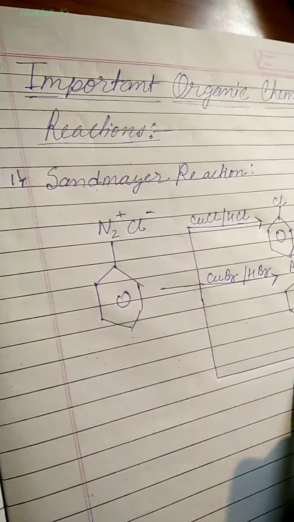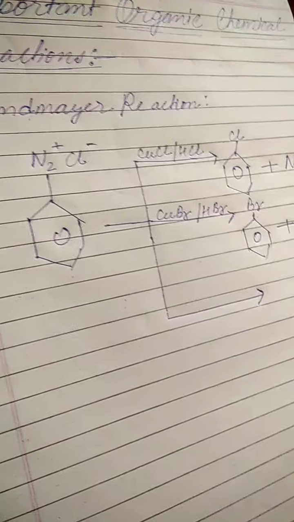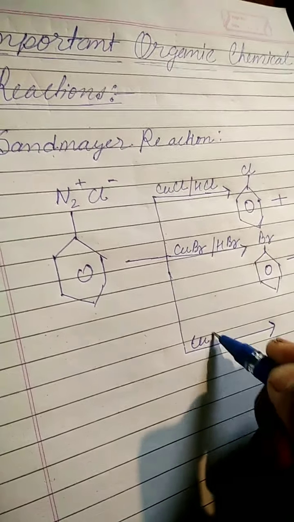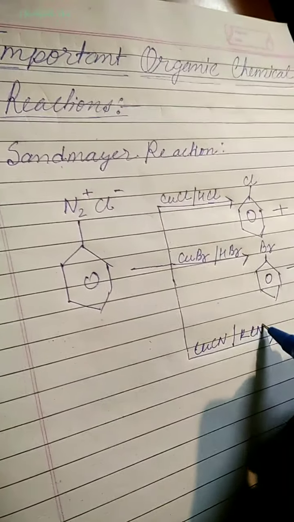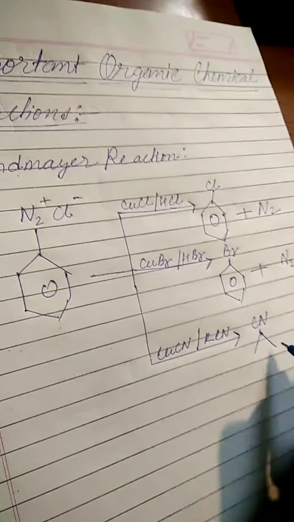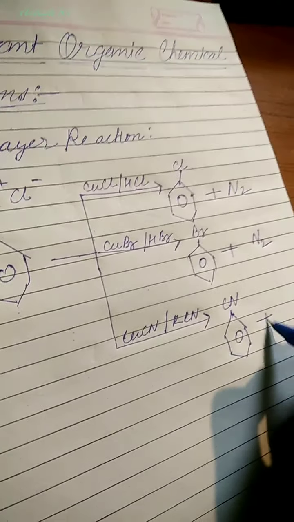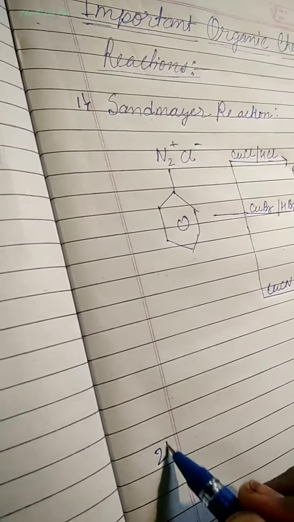And the third part is it is also used to make cyanide. The reagent used is CuCN in the presence of KCN, and it forms aryl cyanide and releases N2. So our first reaction is completed, and the second most important reaction is Gattermann's reaction.